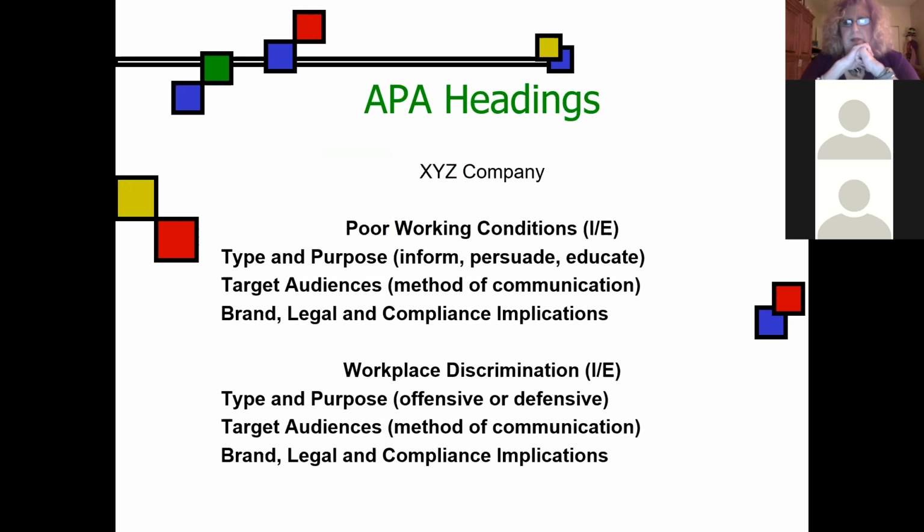Your next level 1 main heading is workplace discrimination. Again, it's internal and external. Type and purpose, this time you're going to be discussing offensive or defensive. Target audience, make sure for external you include the method of communication. And brand, legal, and compliance implications for internal and external messages.